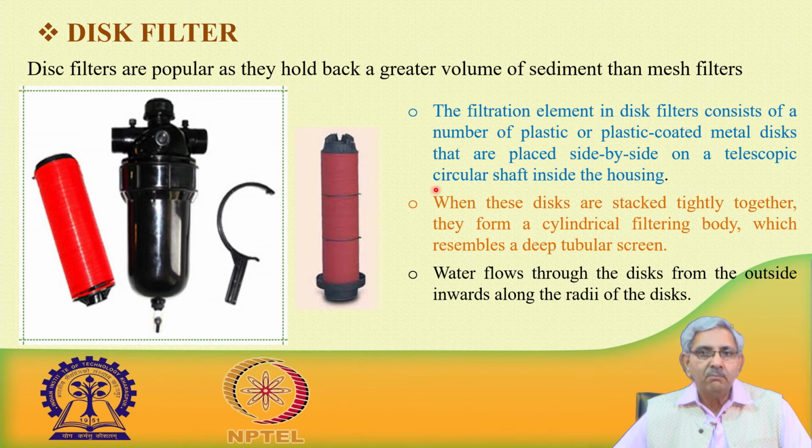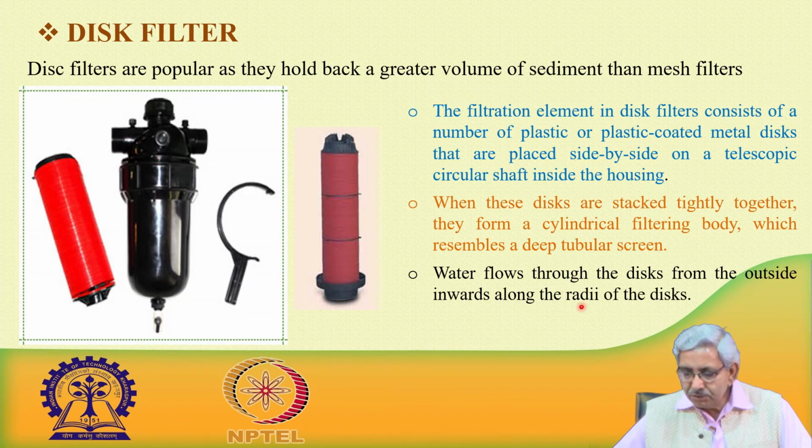Filters consist of a number of plastic or plastic-coated metal discs. These are the plastic discs, and they are placed side by side on a telescopic circular shaft inside the housing. So, inside the housing, there is a shaft which is circular in shape. When these discs are stacked tightly together, they form a cylindrical filtering body which resembles a deep tubular screen.